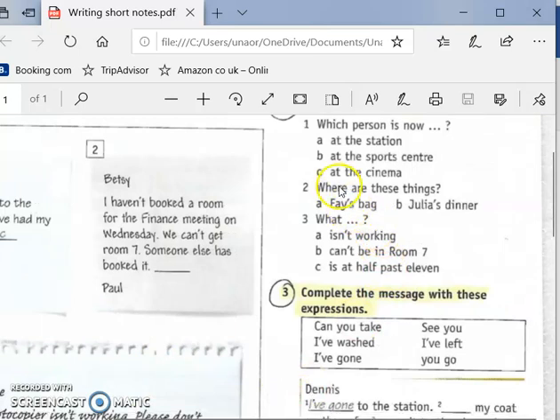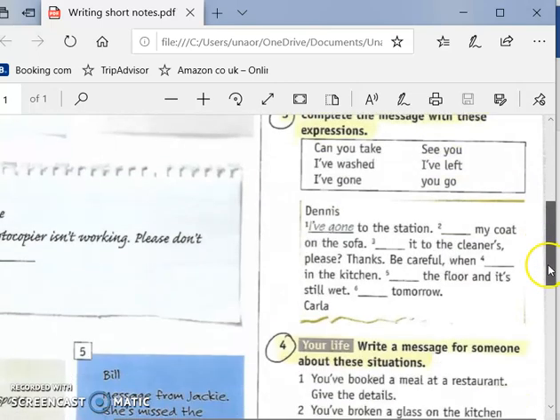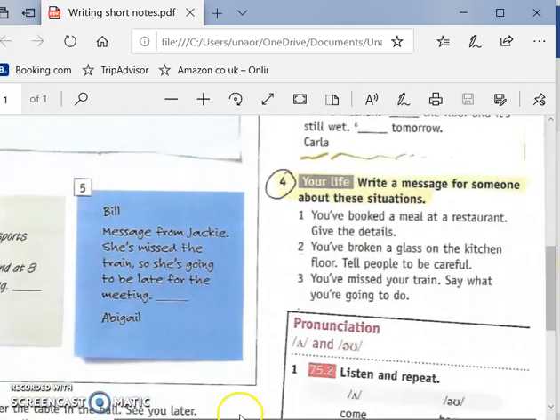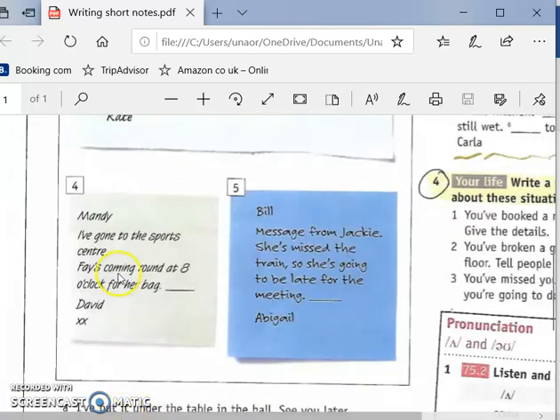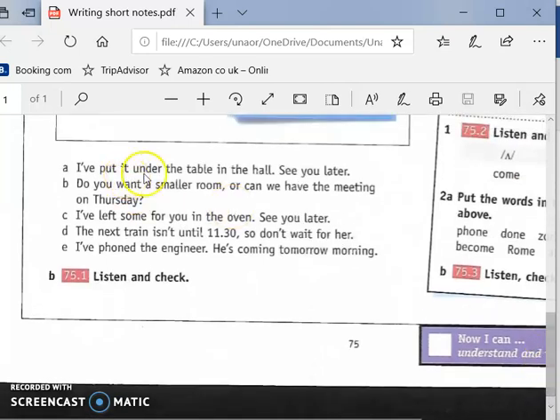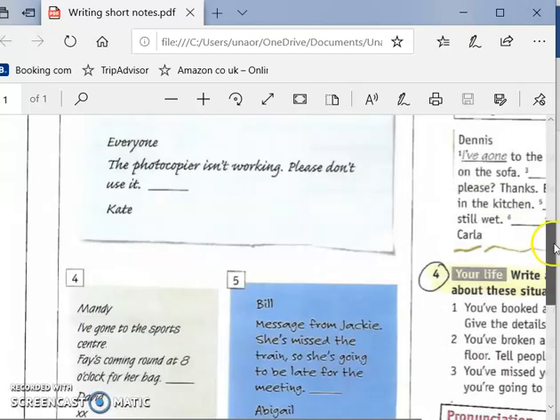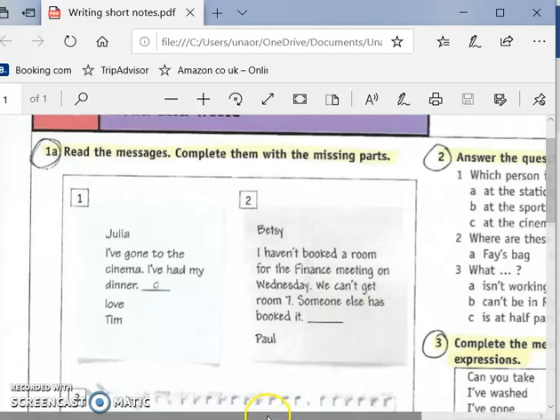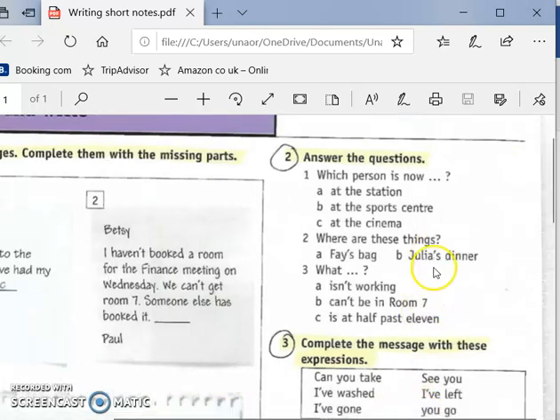Okay, now number 2. Where are these things? Faye's bag. Do you remember Faye's bag was under the table, as far as I remember? She was coming around to collect it at 8 o'clock. Yeah, okay. Faye's coming around at 8 o'clock for her bag, and in the sentences below, I've put it under the table. Okay, so Faye's bag is the answer to that one. Sorry for all the moving around here, guys, but needs must. Okay, Julia's dinner. Where is Julia's dinner? So that, if you remember, is from note 1, and it was in the oven.